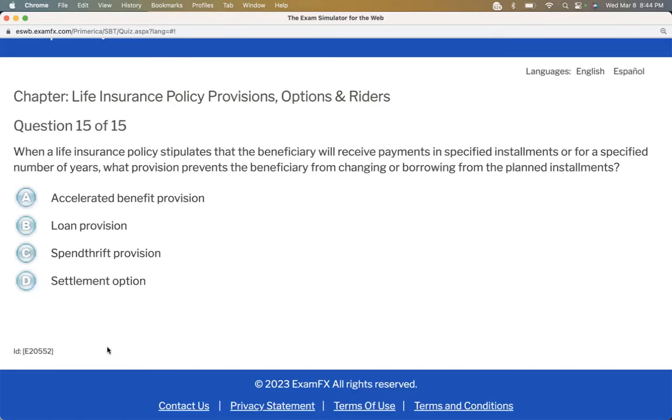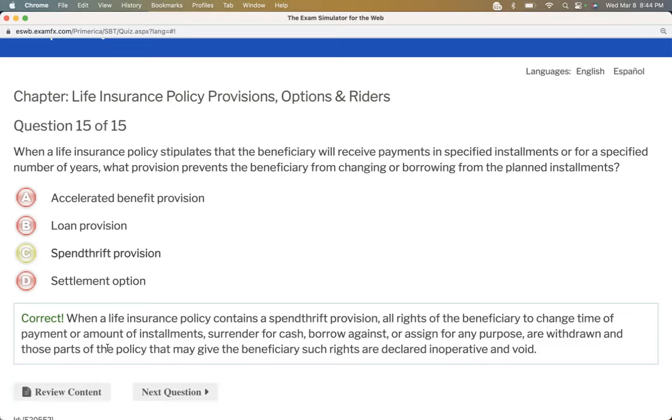When a life insurance policy stipulates that the beneficiary will receive payments over a specific period of time or a specific number of years, what provision prevents the beneficiary from changing or borrowing from the plan installments? C, spendthrift provision, settlement options. I think it's D, but let's go with C, I'm not sure. Oh, good, nice, great job.